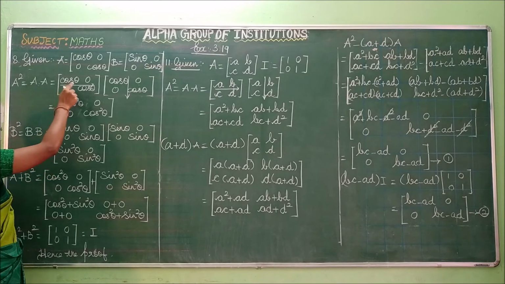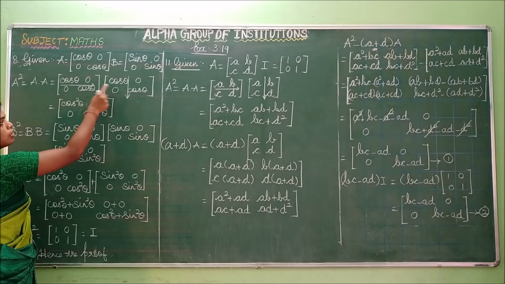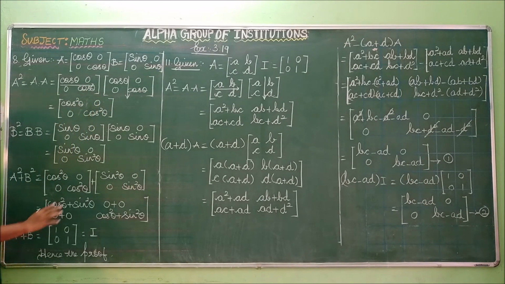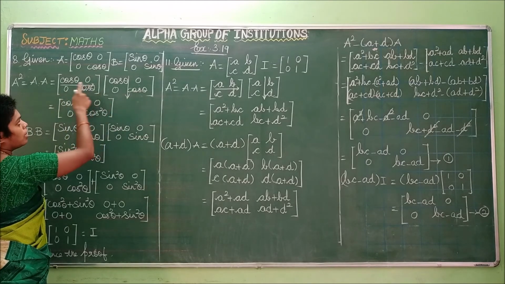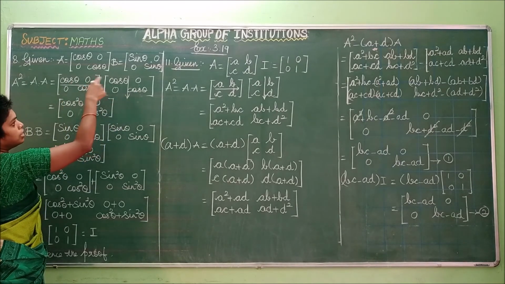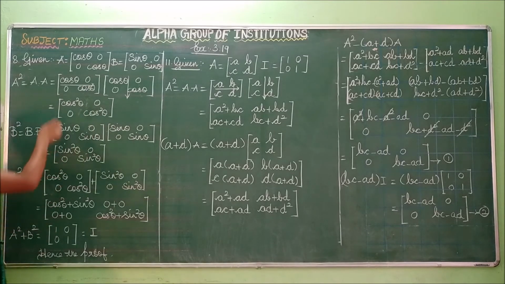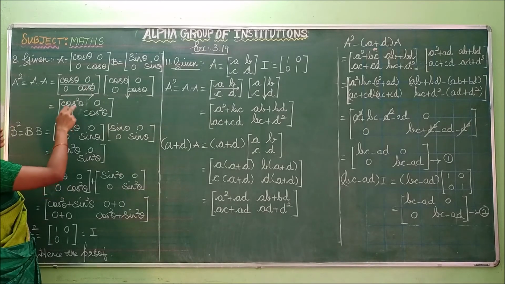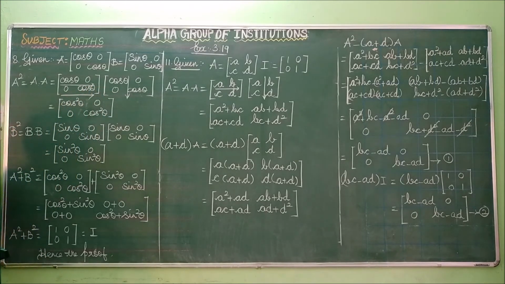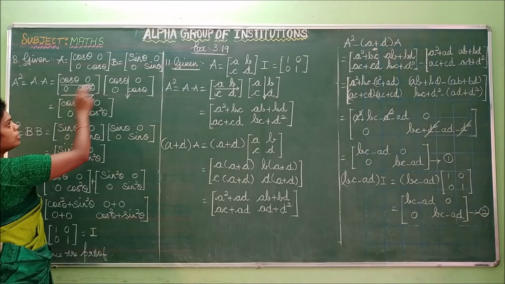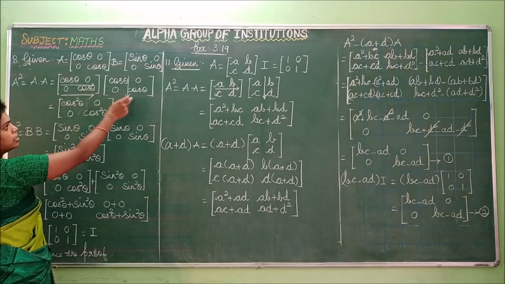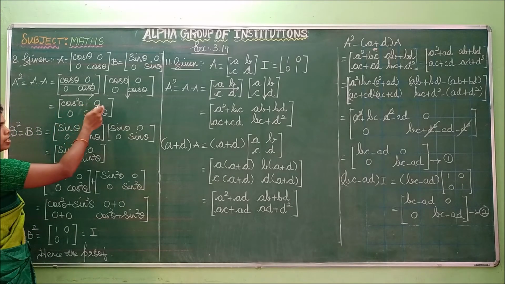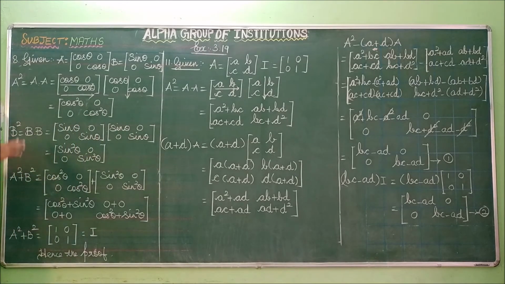Listen carefully. First row, first column. Cos into cos, cos square theta plus 0 into 0, 0. So simply taken cos square theta only. Then listen. First row, second column. Cos into 0 plus 0 into cos, you get the value 0. Next, second row, first column. 0 into cos theta plus cos theta into 0, also 0. So I can simply take 0. Then listen, 0 into 0 is 0 plus cos into cos, cos square theta. So our A squared is [cos square theta, 0; 0, cos square theta]. We have found out A squared.